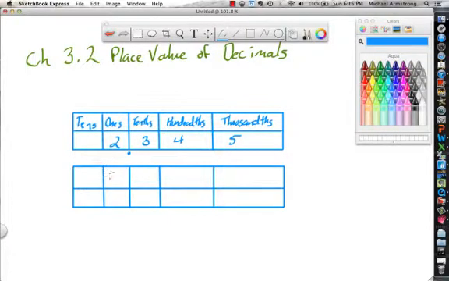If we were to write down what we had here, we know that we have 2 times 1 ones. This is like 2.0. And for the tenths we have 3 times 1/10. This is a fraction, 3 times 1/10. The decimal form of this would look like 3/10, 0.3.